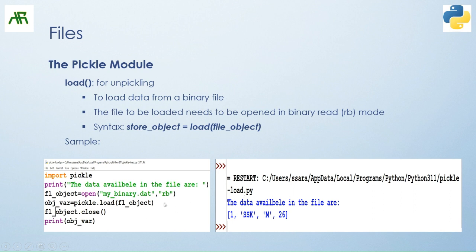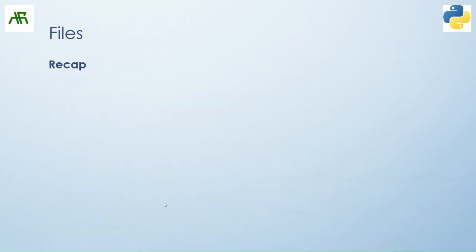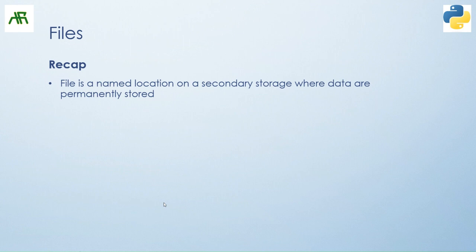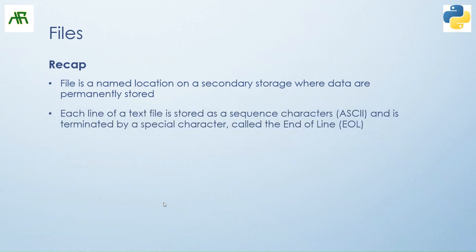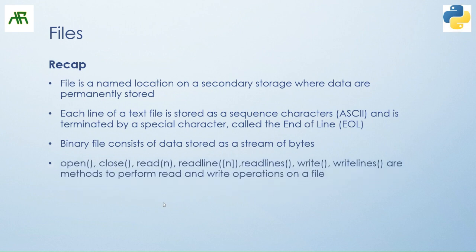Quick recap. A file is a named location on secondary storage where data are permanently stored. Each line of a text file is stored as a sequence of characters and is terminated by a special character called end of line. A binary file consists of data stored as a stream of bytes. Open, close, read(n), readline(n), readlines, and writelines are methods to perform read and write operations on a file.